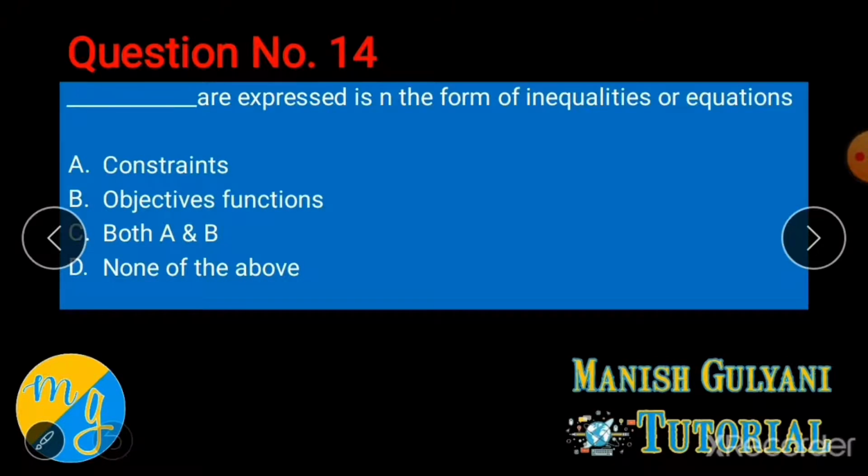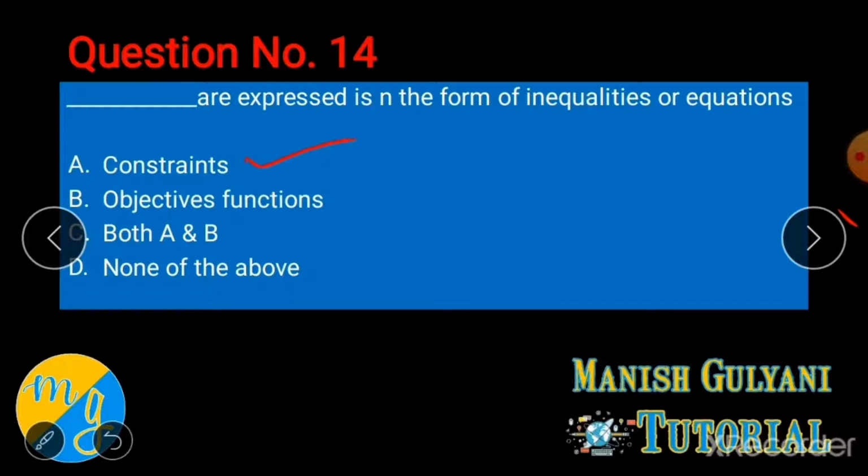Now question number 14. That are expressed in the form of inequalities or equations: constraints, objective function, both A and B, none of the above. This question is related to linear programming, and the correct answer is constraints. The reason being, under constraints, the first step of linear programming, you have to convert your constraints, which means you have to convert all the inequalities into equalities.